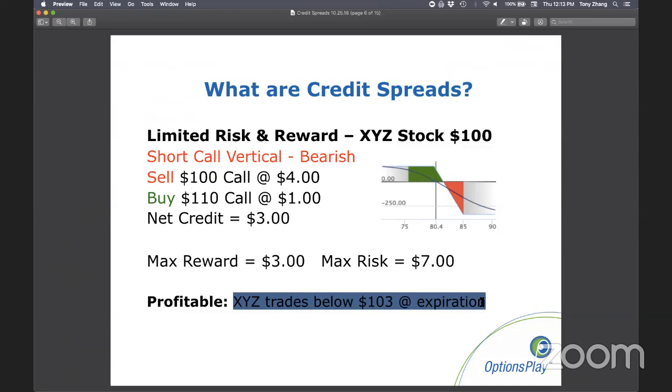So this means that even if the stock stays where it is, moves a little lower, or moves even a little higher, I'm going to be profitable on this trade. The only time this strategy will be unprofitable is if the stock goes above 103 at expiration. So there's a lot of leeway, with multiple scenarios where the stock stays where it is, goes a little higher, or a little lower, and it will all be profitable.